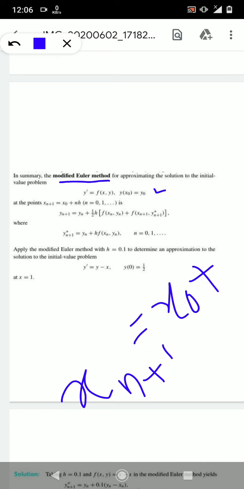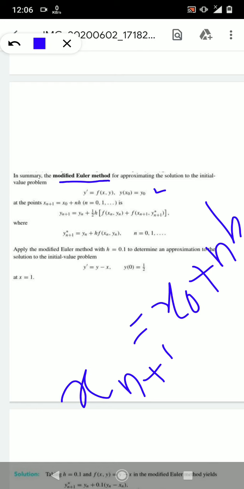Now, the modified Euler method for approximating the solution to the initial value problem y' = f(x, y), y(x0) = y0. Modified Euler method: at the points x_{n+1} = x0 + n h, n = 0, 1, 2, 3, etc.